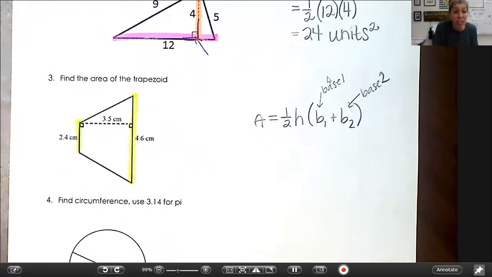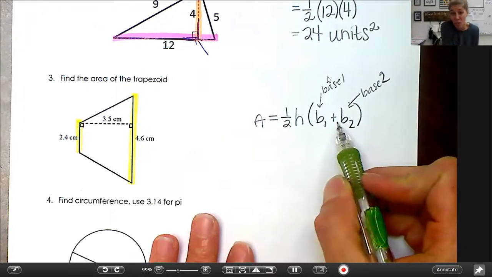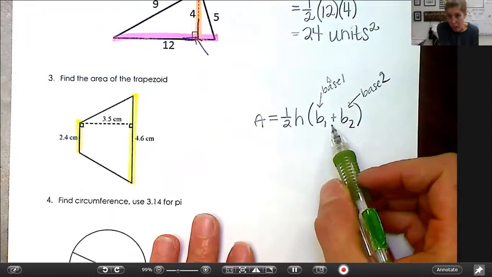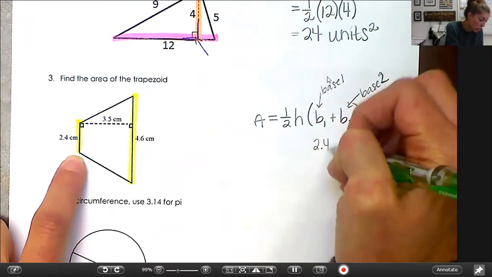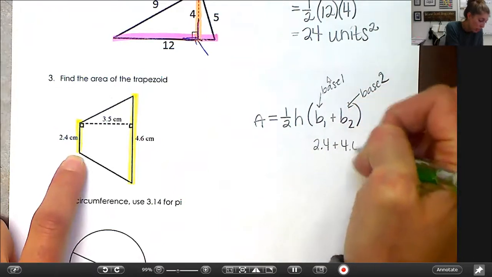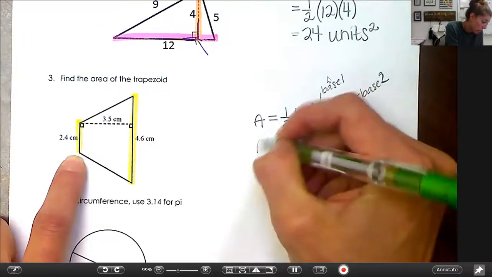So you can kind of think of those two numbers as base 1 or base 2. You don't need to worry that the bottom one has to be base 1 because it comes first. It doesn't truly matter because you're adding them together anyways, and it's commutative. You can switch them. So don't even worry about which is which. I'm gonna plug in 2.4 first and then 4.6 next, just because that's left to right. That's what I'm giving it.